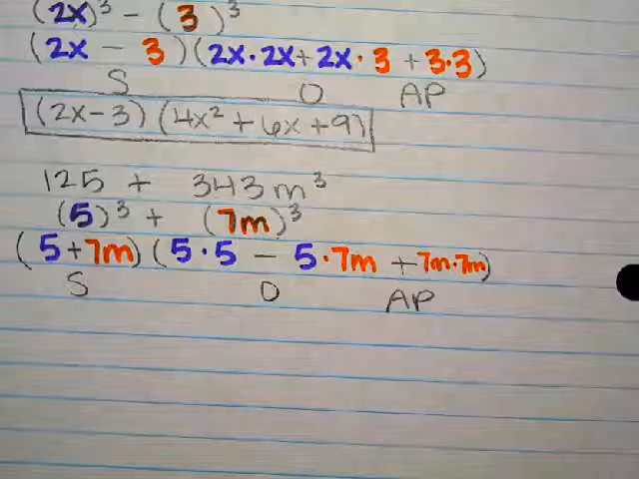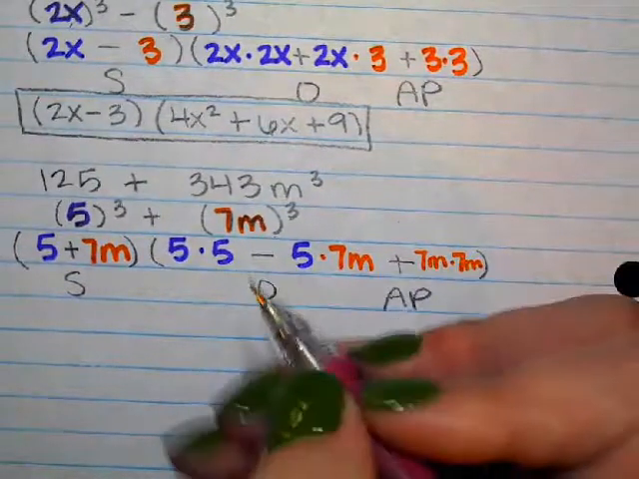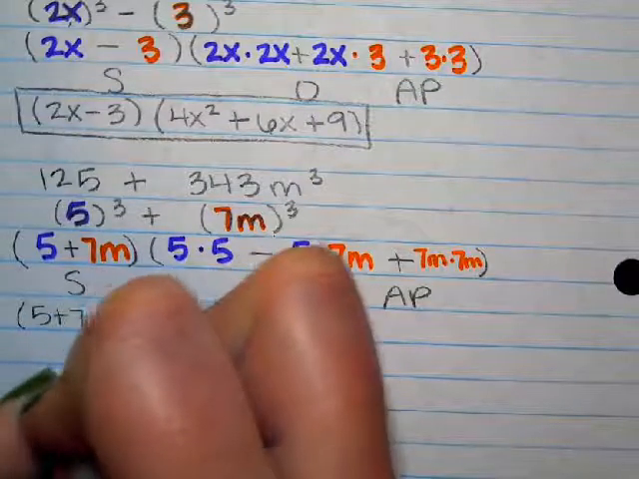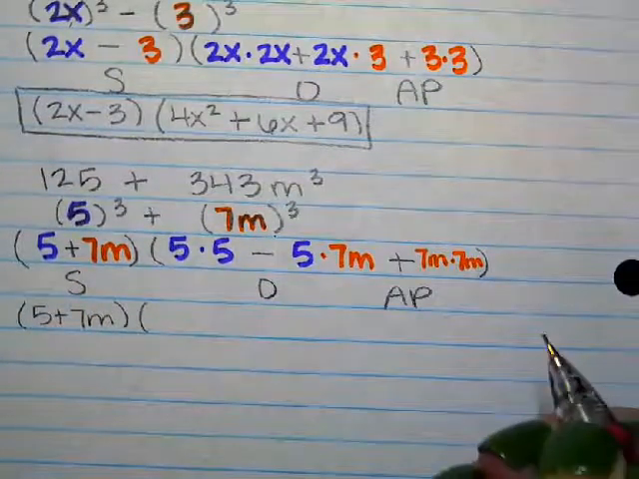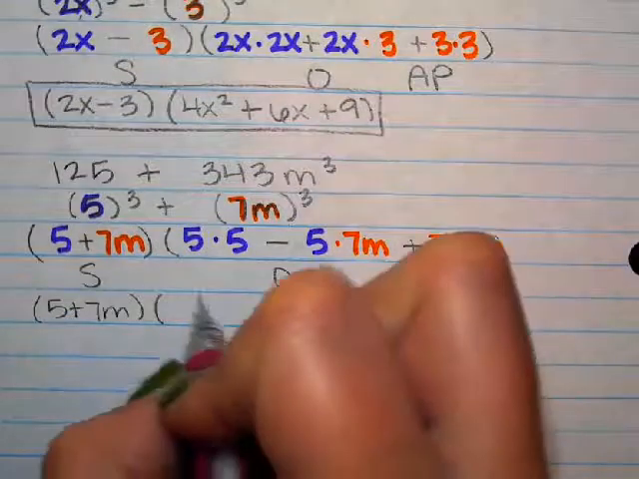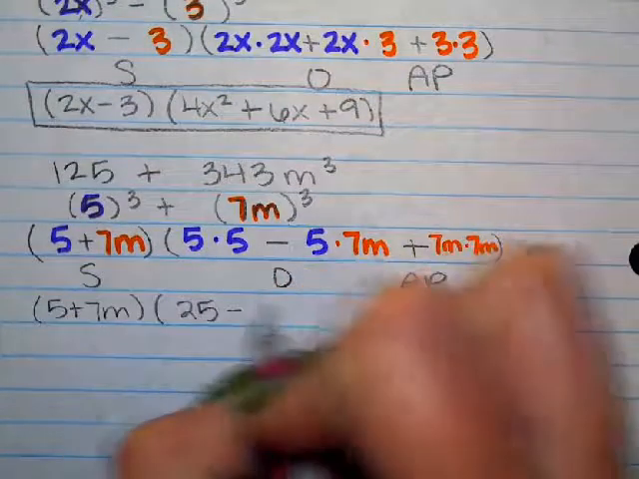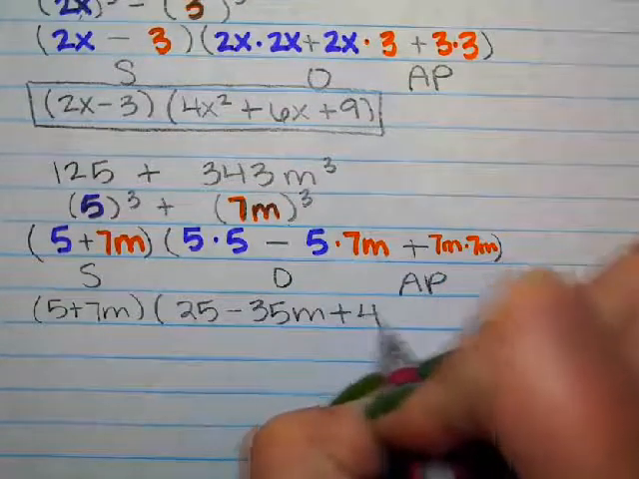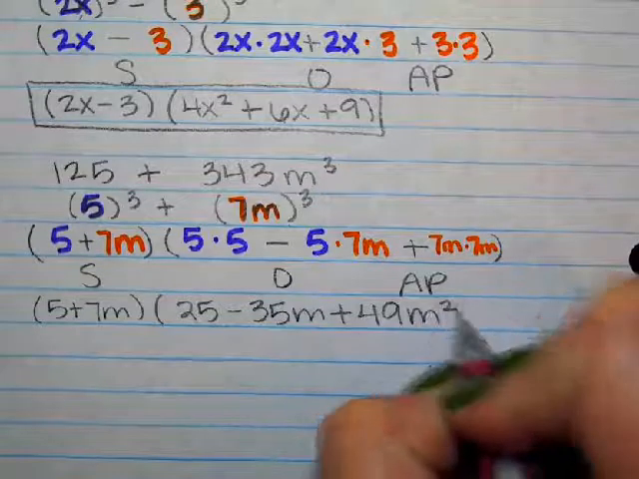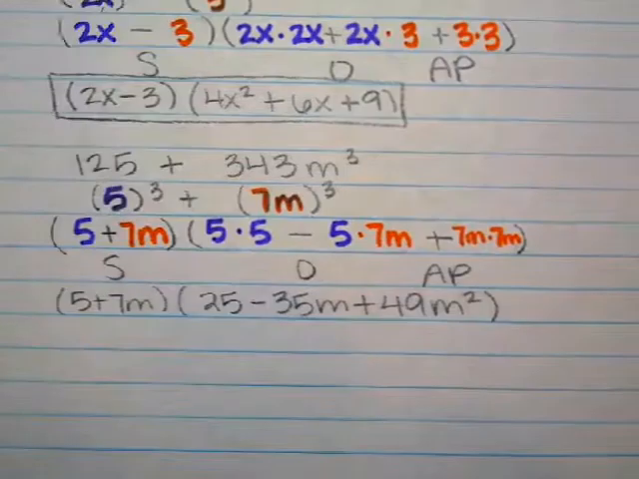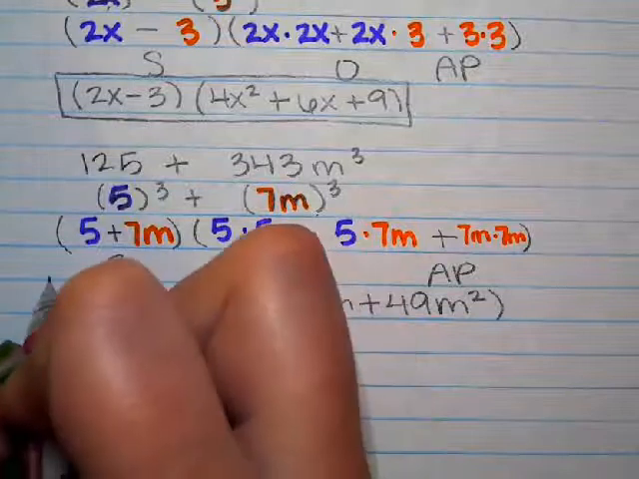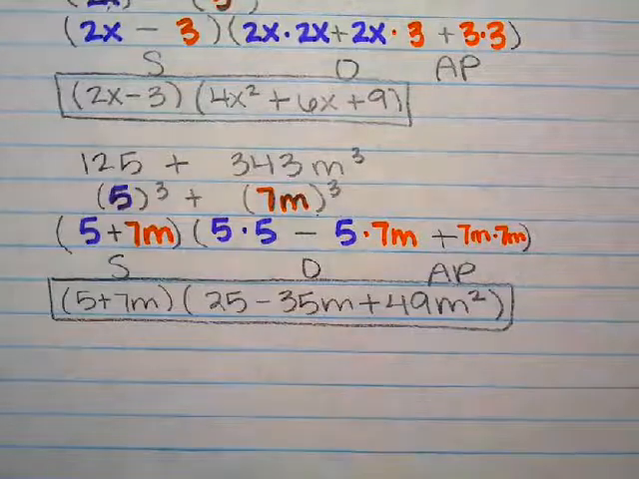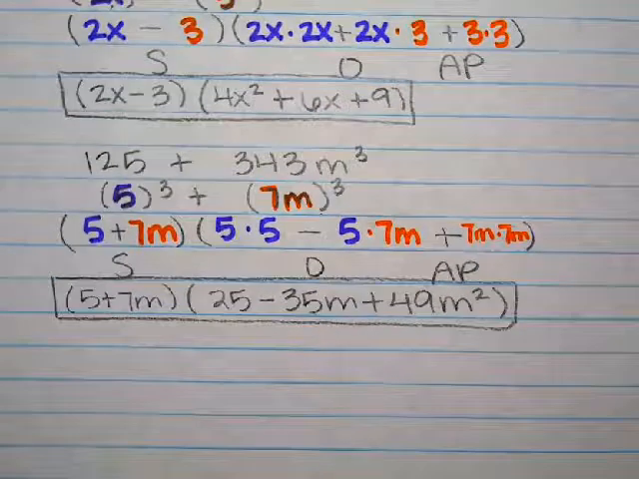All right, so my first set of parentheses is 5 plus 7M. And then I have 25 minus 35M plus 49M squared. How are your brains? Do they understand this type of factoring?